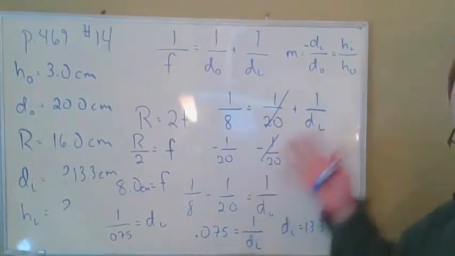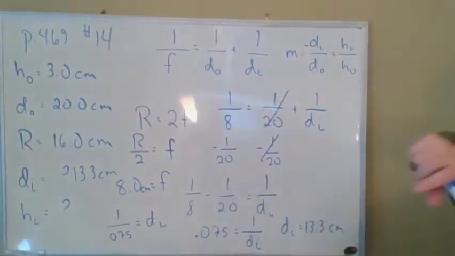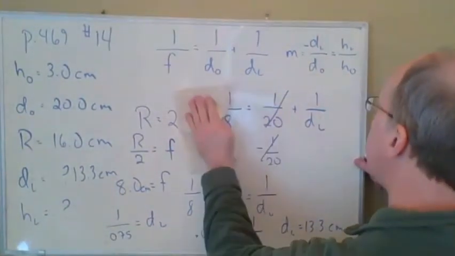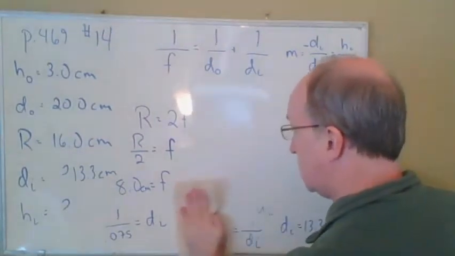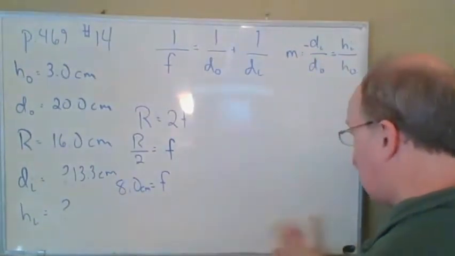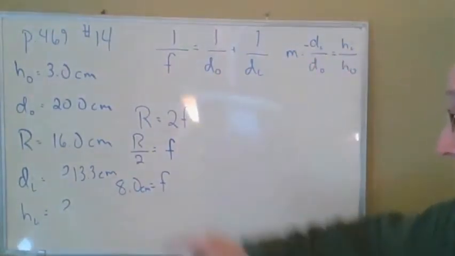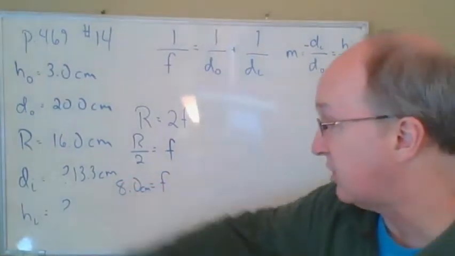Now I'm going to erase some stuff because obviously I'm running out of room. I don't have a very big whiteboard. So I'm going to erase this. I don't need to rewrite it because I've got it written down over here. 13.3 is di. And I need to find hi.